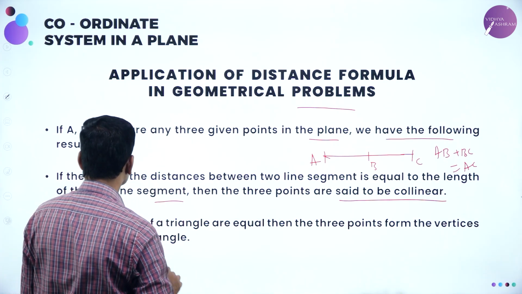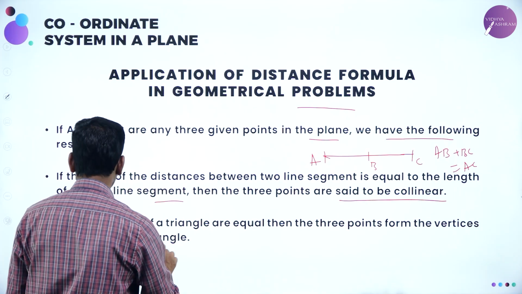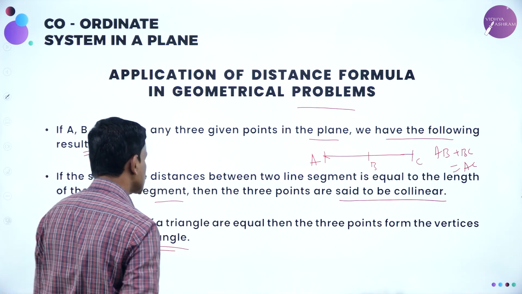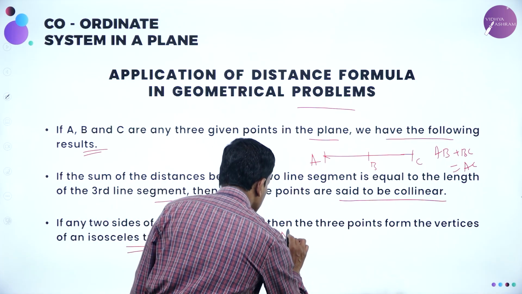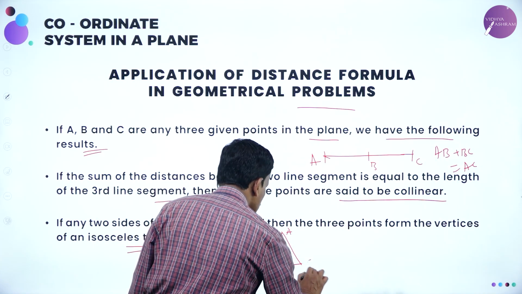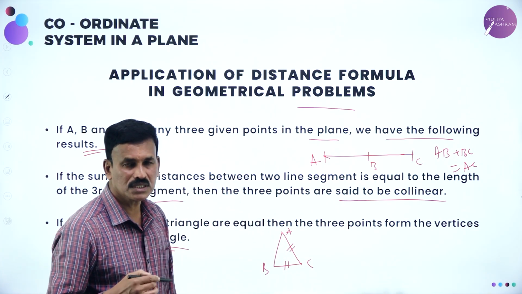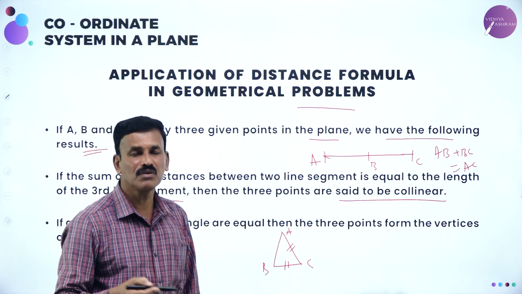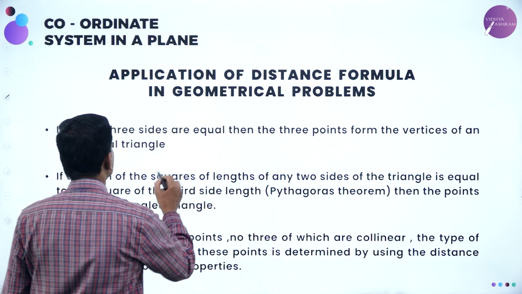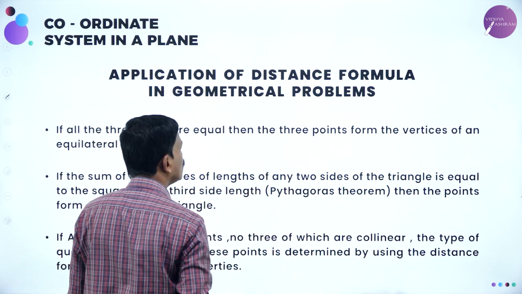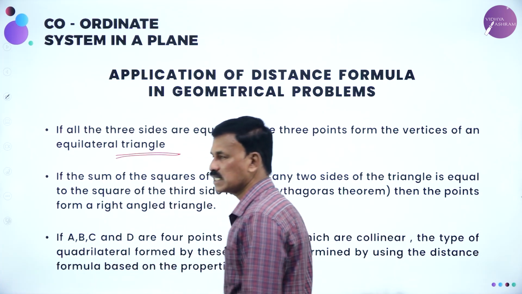If any two sides of a triangle are equal, then the 3 points form the vertices of an isosceles triangle. In triangle ABC, if any two sides are equal, then the points form the vertices of an isosceles triangle. Suppose all three sides of a triangle are equal, then the points are said to be the vertices of an equilateral triangle.